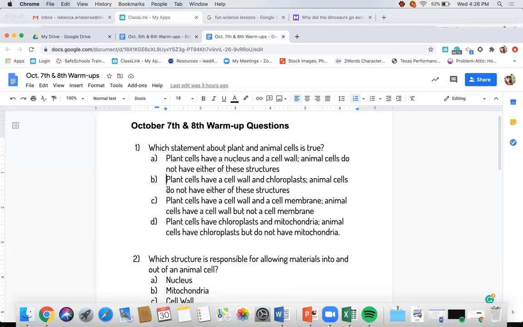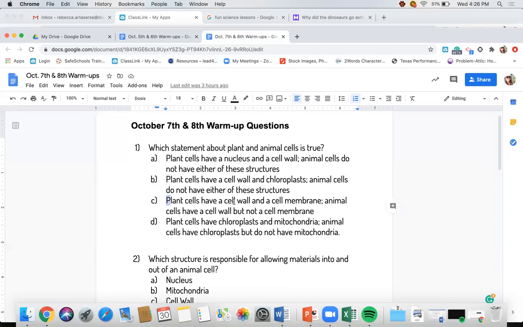B, plant cells have a cell wall and chloroplast. All right, so chloroplast is where our photosynthesis occurs because plants are autotrophic and they need to make their own energy. So that sounds right. Cell wall, again, is what gives the plant its structure, so that's sounding correct. Animal cells do not have either of these structures. So animals are typically heterotrophic, and so they don't have chloroplast. We don't need chloroplast. And then cell wall, again, that's an organelle that is specific to plant cells. It gives the plant its structure. Animal cells have cell membranes, but not cell walls. So B is looking like a pretty good answer choice.